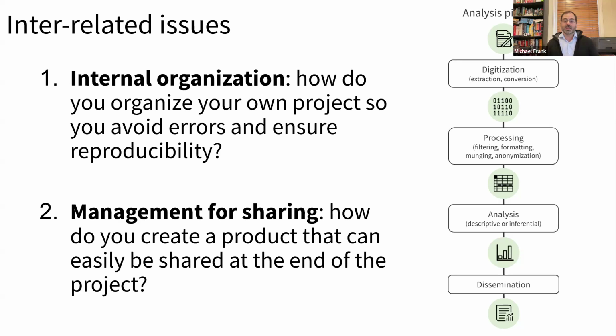But the second issue is, how do you manage your project so that it can be shared and disseminated? Not just the paper, but also the other research products, including the materials, the code, the data, and so forth. How do you create a product and a project that can easily be shared at the end of the process? What I'm going to be arguing today is that these two issues are really the same thing, that if you organize a project well from the start, it will be extremely easy to share and disseminate it in a variety of different forms.